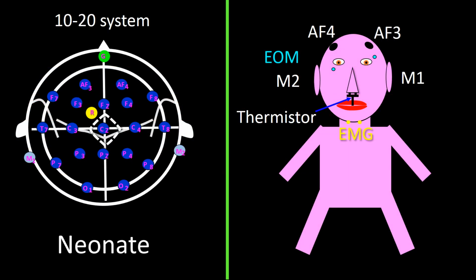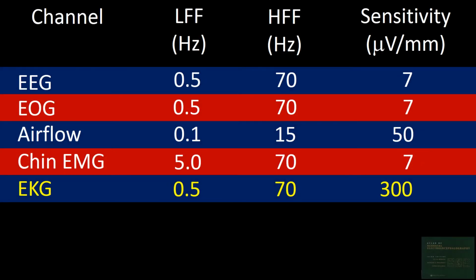In addition to eye movement, nasal and mouth flow and chin EMG, we should also monitor the heart. The setting for EKG electrodes should be low frequency filter of 0.5 Hz, high frequency filter of 70 Hz, and sensitivity of 300 microvolts per millimeter.